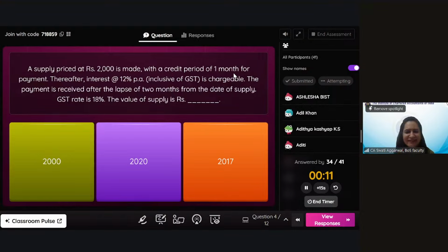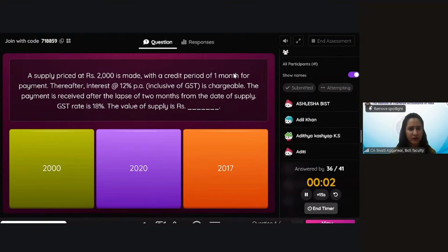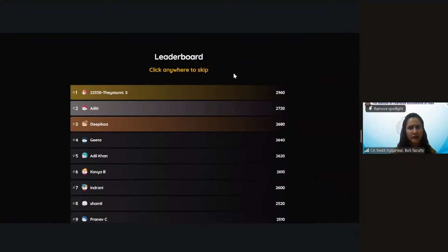Anyway, 10 seconds are left, so let me see how many students take them. Good. So now we have, wow, there is a lot of change in the leaderboard I can see. Now rank 1 has been taken by Kyasumi, rank 2 Aditi, and rank 3 is Deepika. So there's a tough competition I can see. All the new names are coming on the screen.